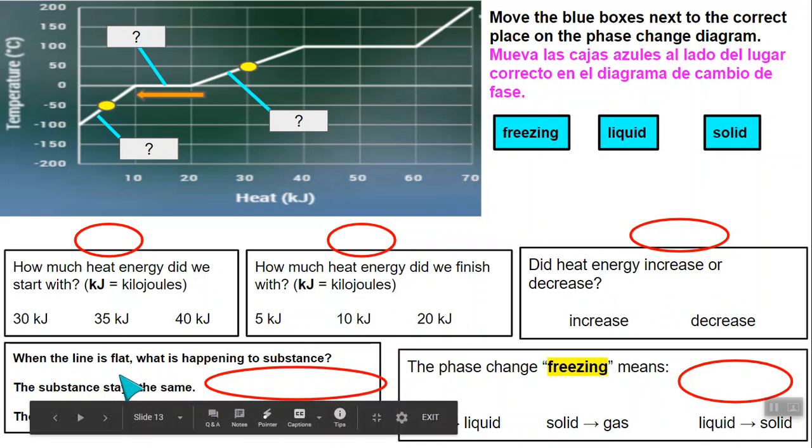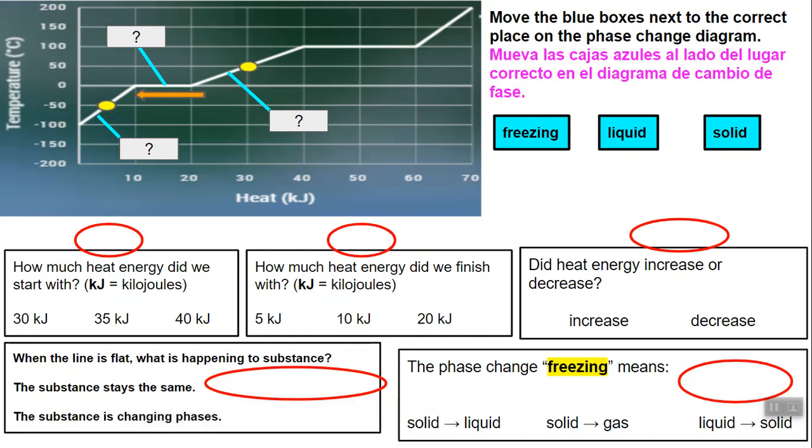Okay, when the line is flat, what is happening to the substance? Cuando la línea en el diagrama está plana, ¿qué está ocurriendo en la sustancia? The substance stays the same, la sustancia se queda igualito, or the substance is changing phases, o la sustancia está cambiando de fase o de estado. Pause the video to answer this. Pausa el video para contestar esto.